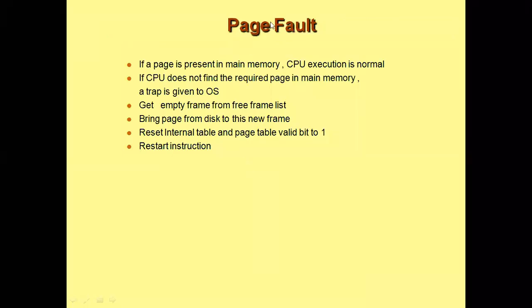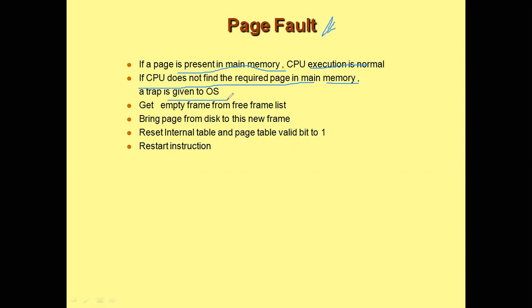So what is a page fault? Whenever the CPU is trying to execute a process and it requires a certain page, and it does not find that particular page in the main memory, which means that page is missing in the main memory, this scenario is called a page fault. If a page is present in the main memory, then CPU execution is going to be normal. If the CPU does not find the required page in the main memory, the condition is called a page fault.